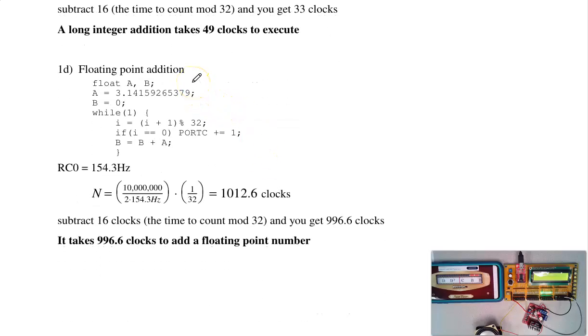Floating point add. If I add floating point numbers right here, download the code, it's now 153 hertz, corresponding to 1000 clocks. An integer add is about 16 clocks. A floating point add is about 1000 clocks. The PIC processor is not designed for floating point operations. It'll do them, but it takes a lot of clocks.